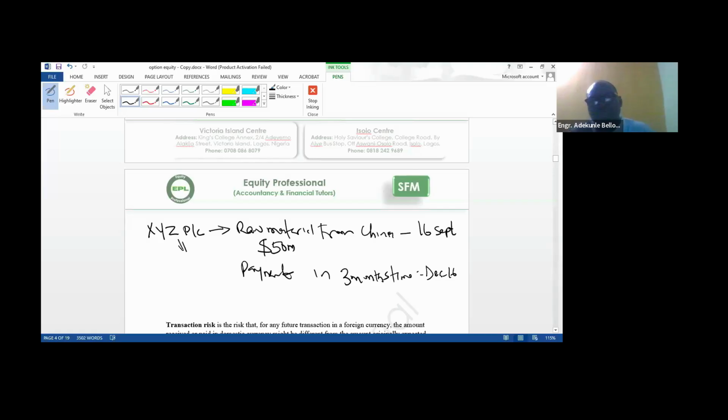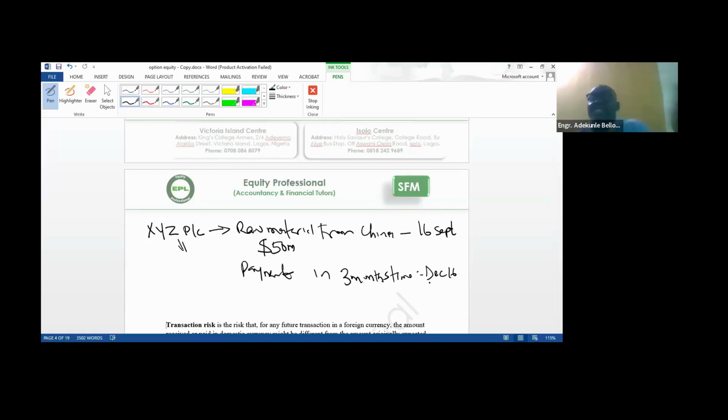Transaction risk. Risk from foreign currency fluctuation. The risk arising from exchange rate fluctuation as a result of timing difference between when a foreign transaction is entered into and when it is settled. We enter into the transaction today, 16th of September. We are to pay $50 million on December 16.